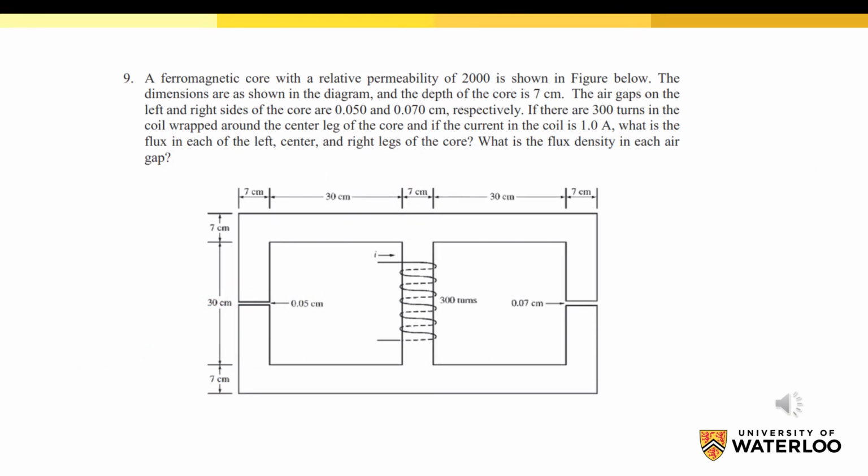For question 9, we have a ferromagnetic core with a relative permeability of 2000, as shown in this figure below. The dimensions are given, the depth of the core is given, the air gaps of the left and right sides of the core are given. If there are 300 turns in the coil wrapped around the center leg of the core, and if the current in the coil is 1 amp, what is the flux in each of the left, center, and right legs of the core, and what is the flux density in each air gap?